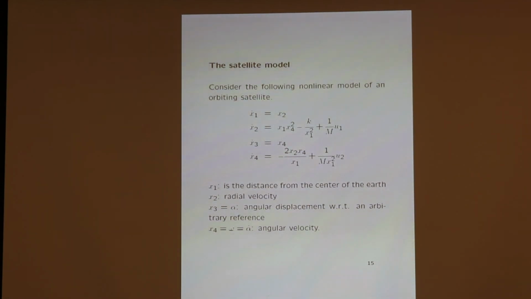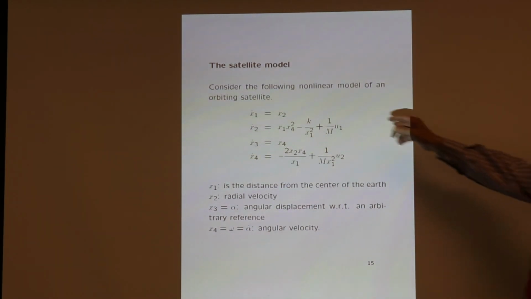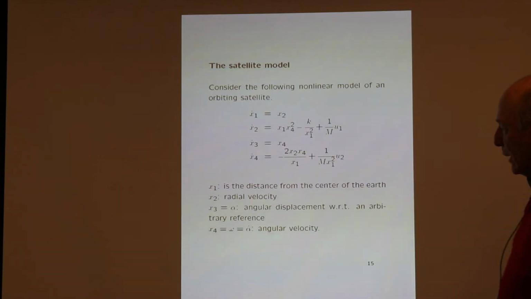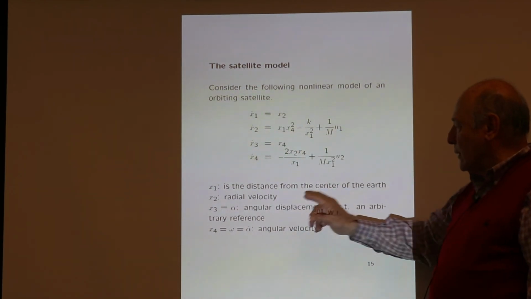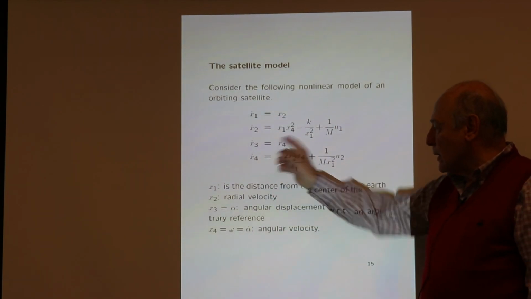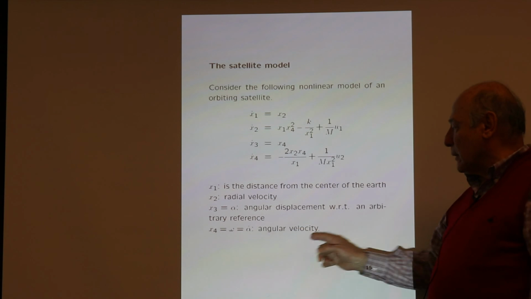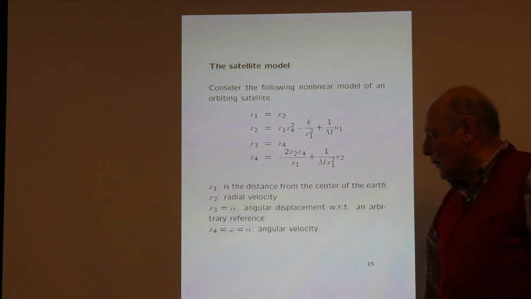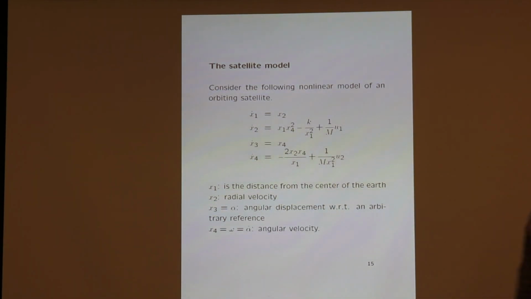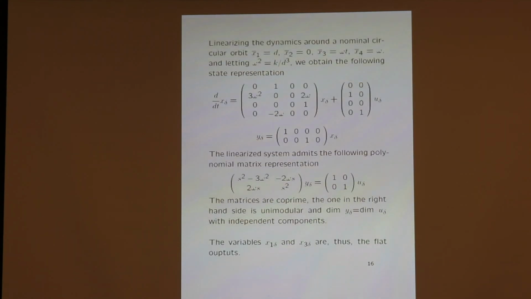So you have four distinct state variables, two distinct controllers, and the system is nonlinear. Here x1 is the distance from the center of the Earth, x2 is the radial velocity, x3 is the angular displacement with respect to an orbital reference, and x4 is the angular velocity. And the controls are, in one case the control is a force, and in the other one the control is a torque.